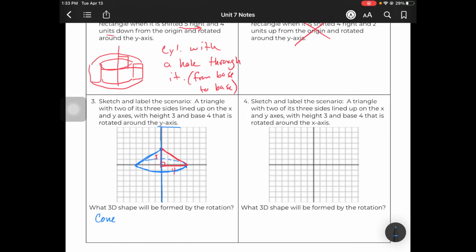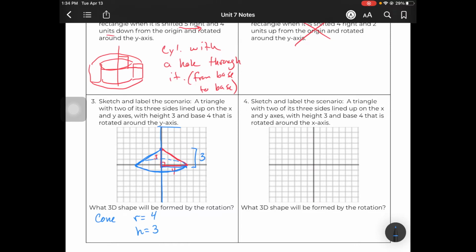Well, cones have 2 specific dimensions, if you'll remember from your formula. There's the radius to consider and the height to consider. Well, the radius of the cone, we can already see it's that side of the triangle that is 4. The height of the cone was that side of the triangle that was 3.